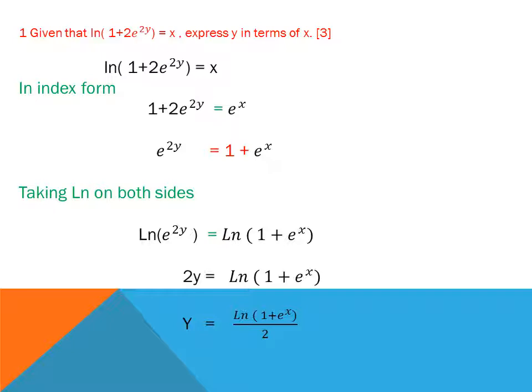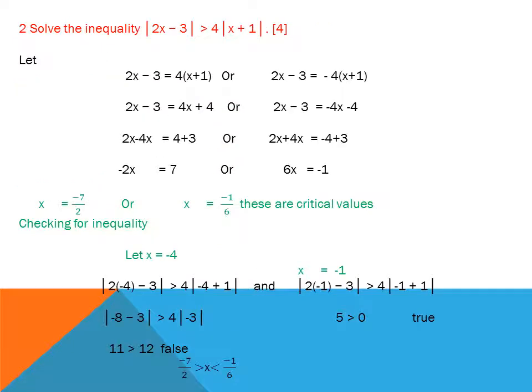So taking ln on both sides again, in order to bring the value of y in front. So ln of e power 2y is equal to ln of 1 plus e power x. 2y is equal to ln of 1 plus e power x. So y is equal to ln of 1 plus e power x over 2 here.